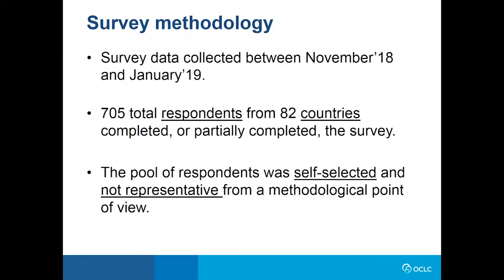So we collected data between November and January. We had 705 respondents from 82 countries, which is really quite a lot. Of course, the pool of respondents was self-selected, so they chose themselves to react to the survey invitation. And because they come from so many different countries, we had only one response for some countries.